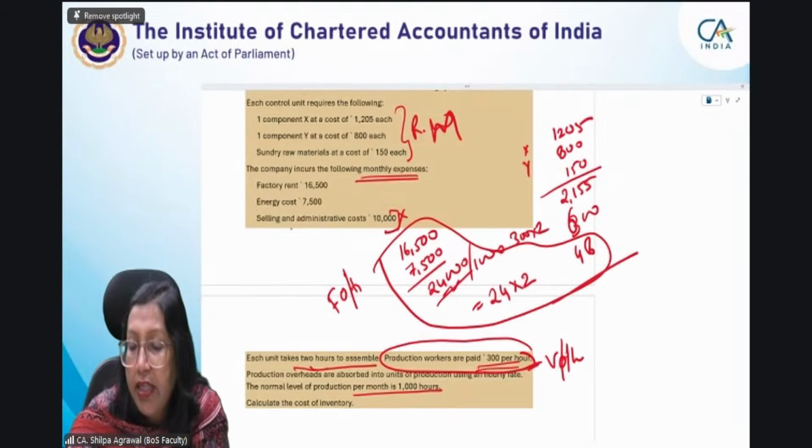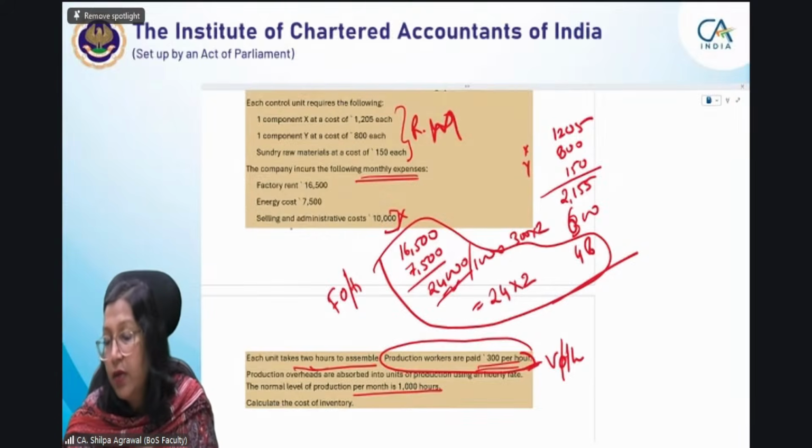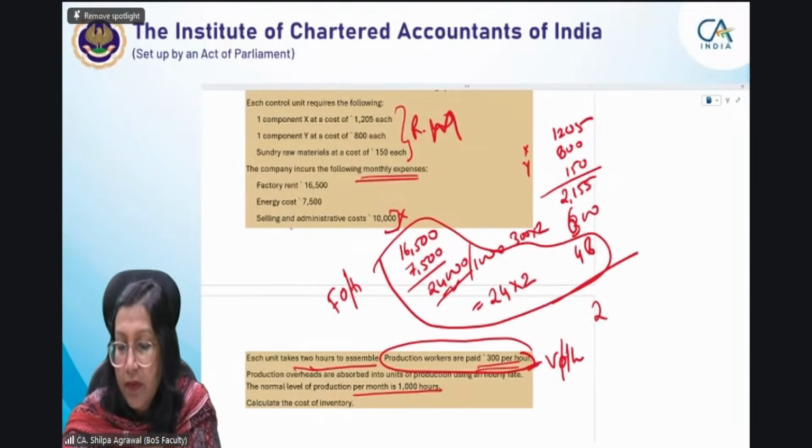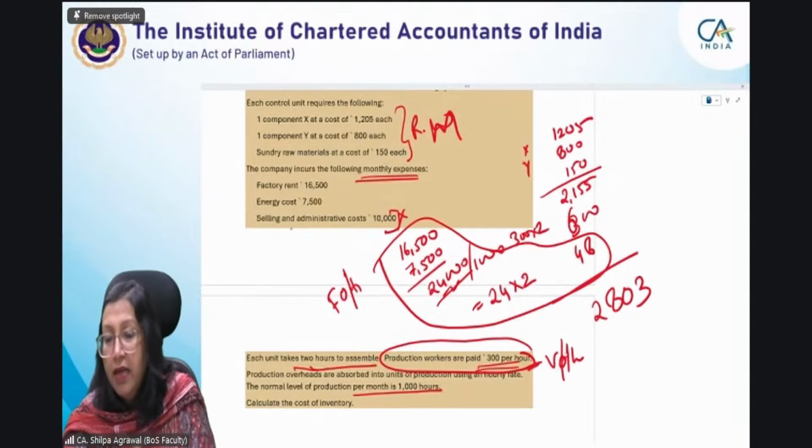So, what will be the cost of inventory here? 2,155 plus 600 plus 48, it comes to a total of 2,803. Yes. Hope it is clear.